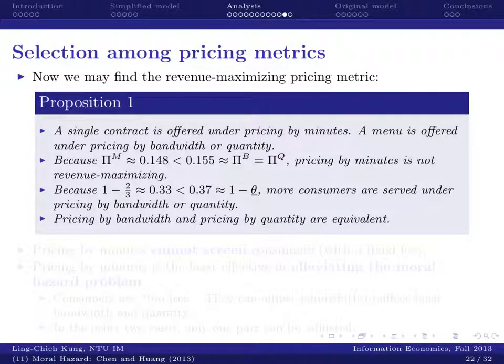Okay, so now we have all those stage 2 solutions. We are able to solve the stage 1 problem. So now let's select the best pricing metrics. The first part is the summary. A single contract is offered under pricing by minute. A menu is offered under pricing by bandwidth or quantity. Yeah, something you have seen.